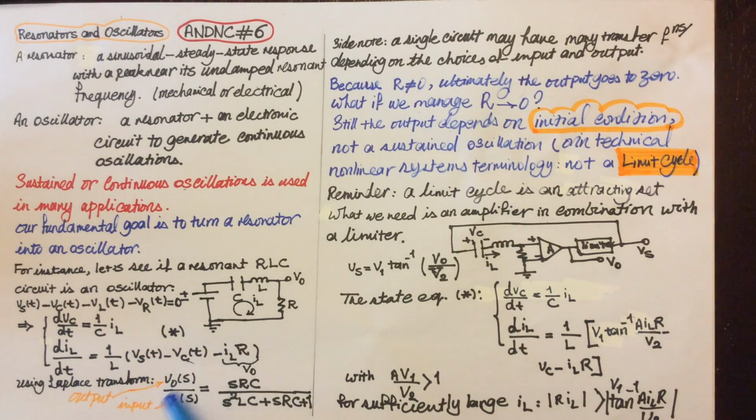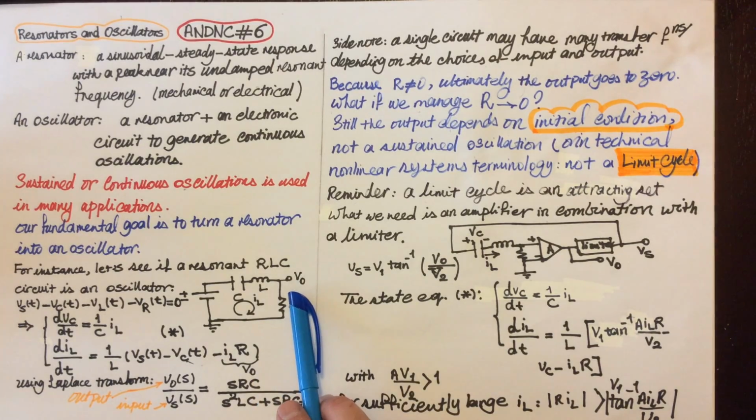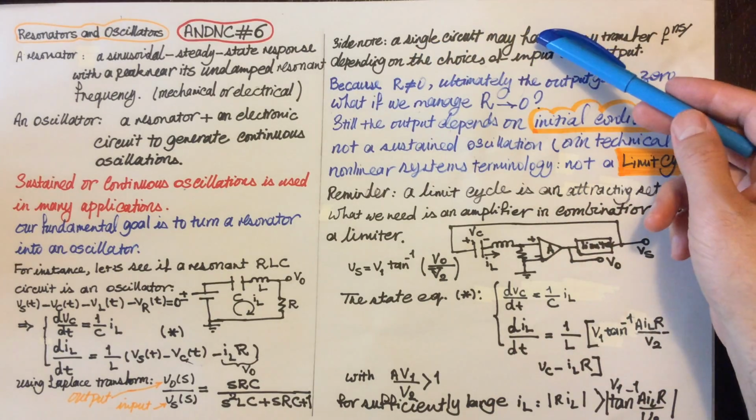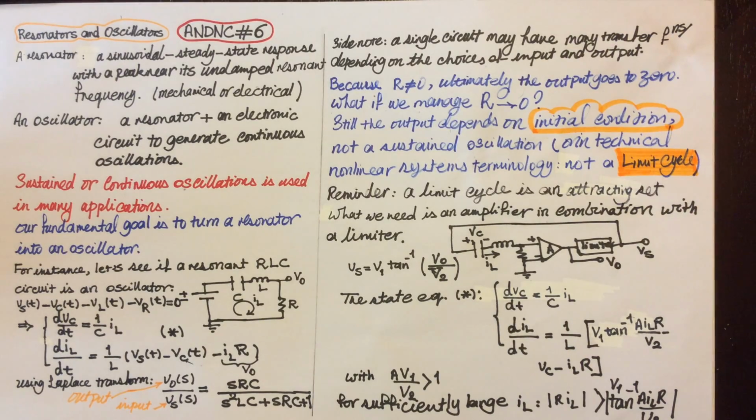Once we have that, we can also describe the system in a state space form, meaning one displacement variable and one velocity variable. Our two state variables here are the voltage across the capacitor and the current going through the inductor. Now, if we define this V here as our output voltage, we can describe our transfer function. As a side point, pay attention that a single circuit may have more than one transfer function, depending on the choice of input and output.